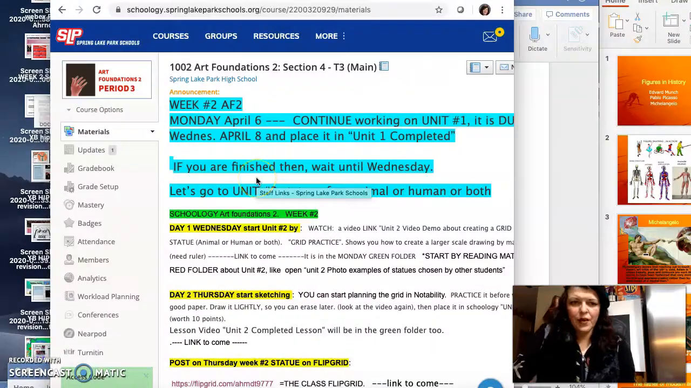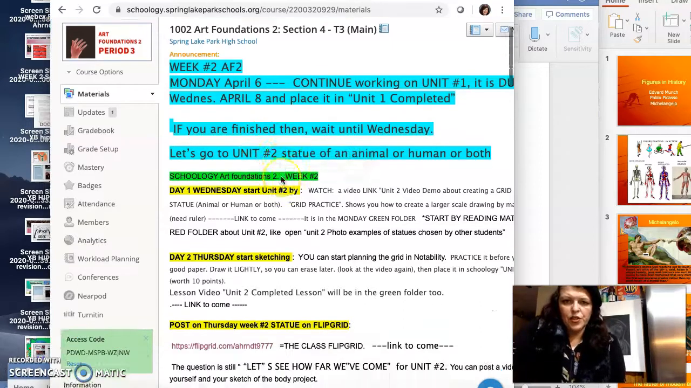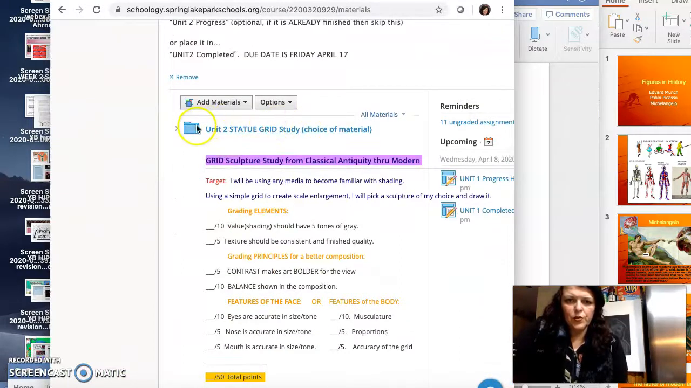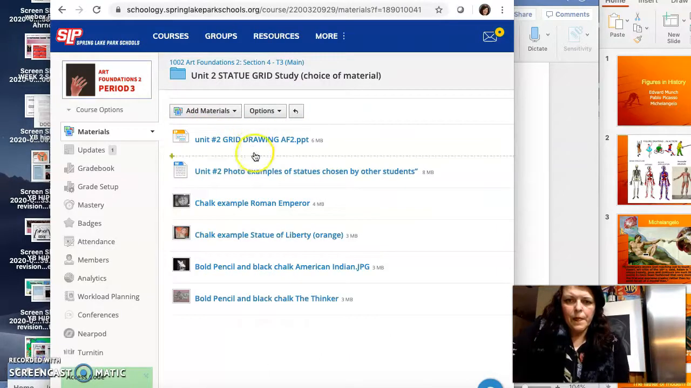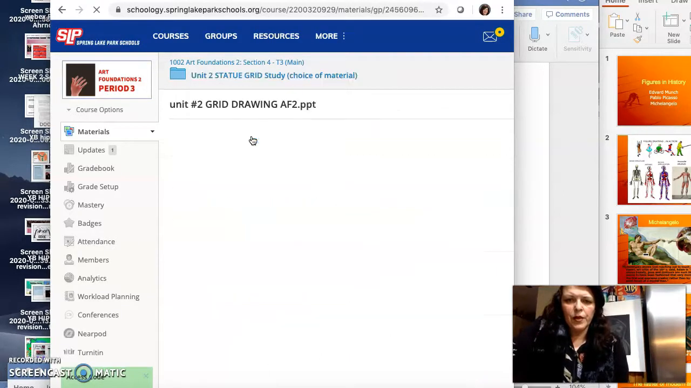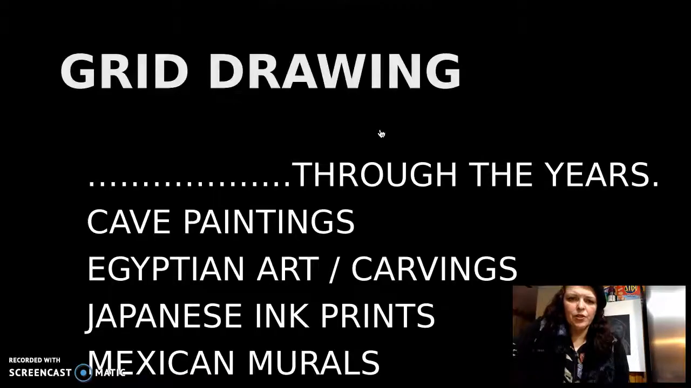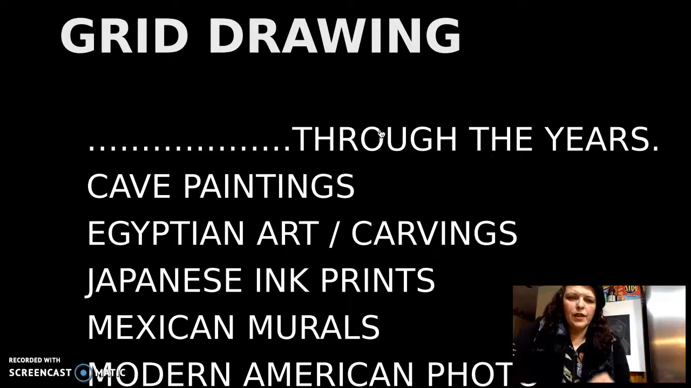Okay, so I'm going to move this. Oh, wait a minute, I can't move it. Let me pause. Okay, so now I have Schoology open, and this is Foundations 2. Scrolling down to Unit 2, blue. I'll turn that folder into red because red means now. And I'm going to go to this PowerPoint. You can access this PowerPoint anytime you want. The title of it is Grid Drawing. So it's grid drawing through the years.